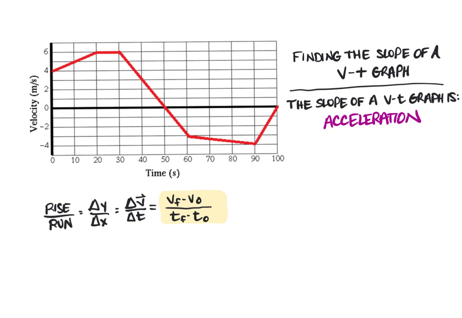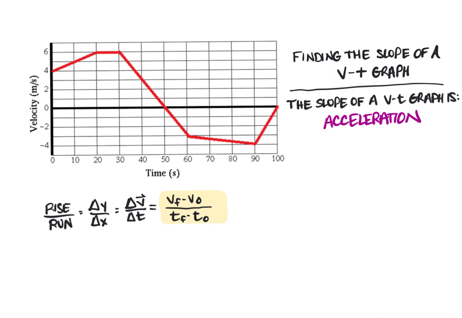Now, just a quick reminder, the direction of the acceleration is not necessarily the direction the object is moving in. That would be the direction of the velocity. The acceleration is what direction the change in the velocity is in. And we'll talk more about that another time.